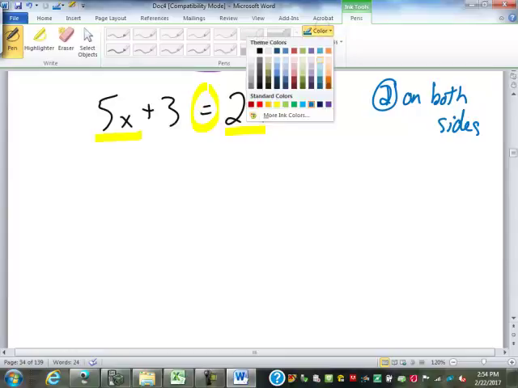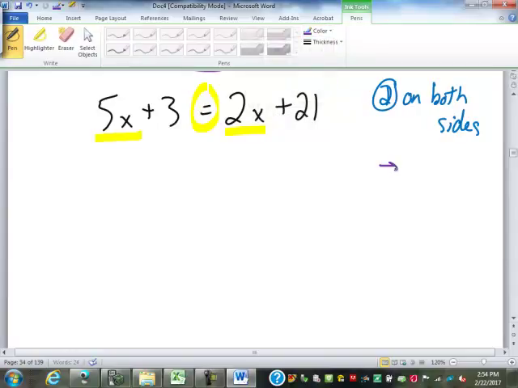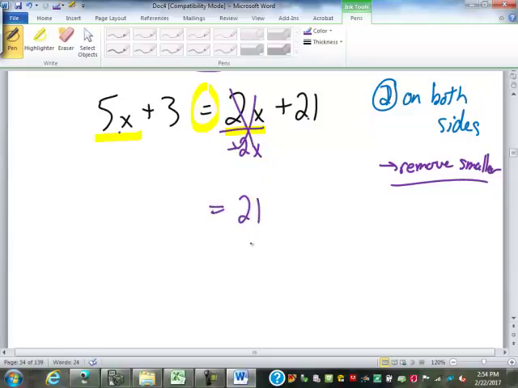Generally, we get rid of the smaller one. So we're going to remove the smaller one. And mathematically, the way we remove something is we subtract it. So here, the smaller one between 5x and 2x is the 2x. We're going to subtract it. We're going to take away 2x. It's gone. That leaves us with 21 on the right side.